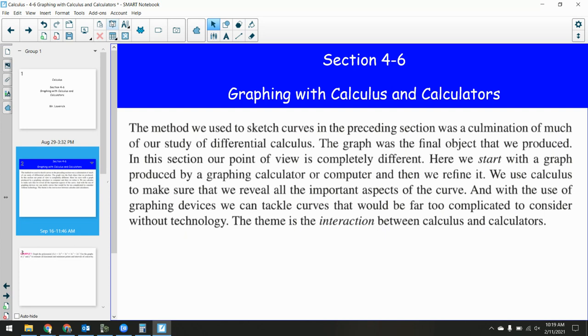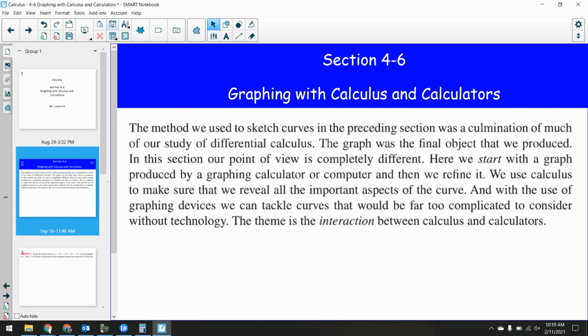So the method we used to sketch curves in the preceding section was a culmination of everything that we've studied this year so far, right? If you think about what we did in the last section, we had to use every bit of information that we've studied this entire year. We had to talk about limits, derivatives, second derivatives, whatever. We had all sorts of things, and the difficulty of the graphing came with the difficulty of the function that we had, right? Because with the difficulty of the function came difficulty of the derivative. Okay, the graph is the final object that we produced.